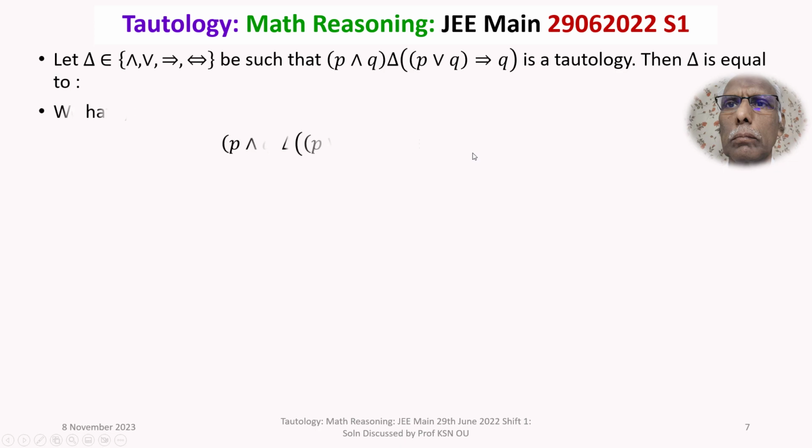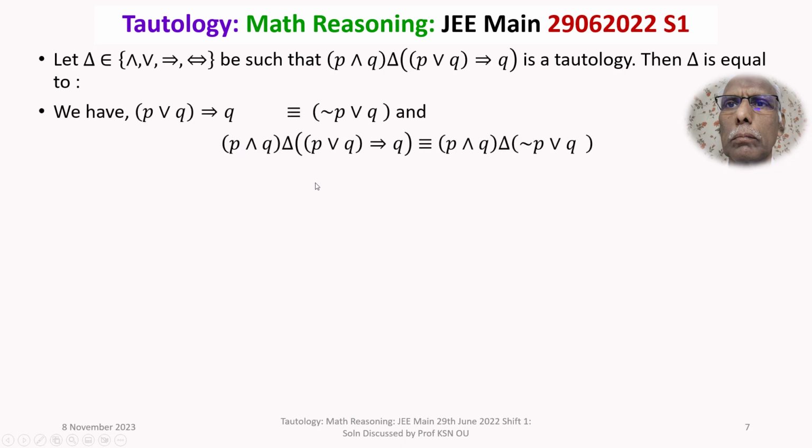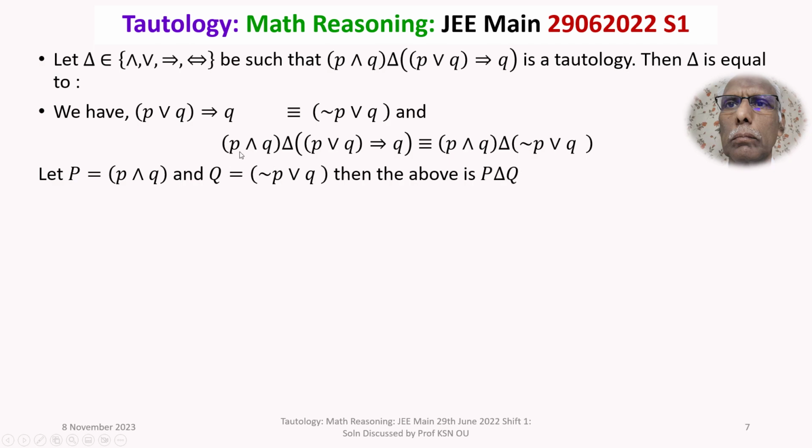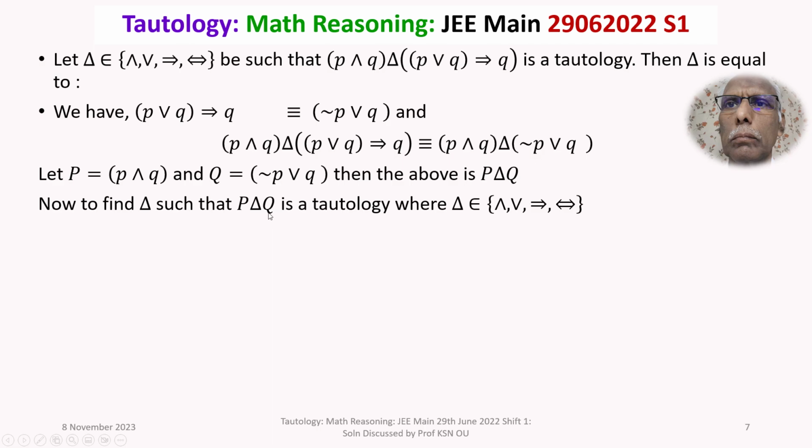Right. We simplify further. Let capital P be P and Q, and the second statement, negation of P or Q, be capital Q. So the above statement becomes: find delta such that capital P delta capital Q is a tautology, where delta belongs to the set of connectives and, or, implies and implied by. So for what delta is capital P delta capital Q a tautology?